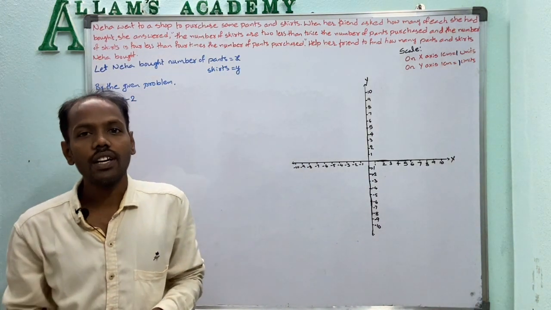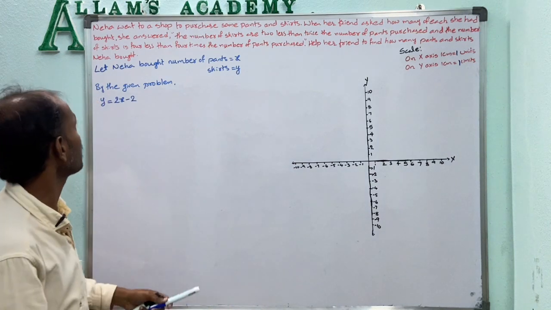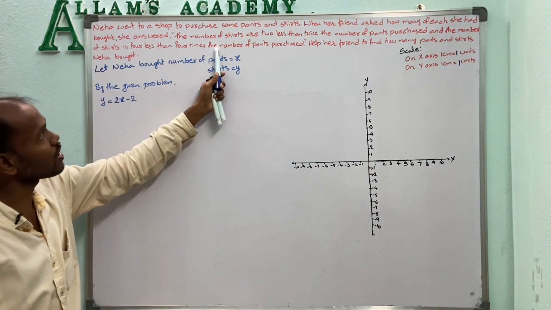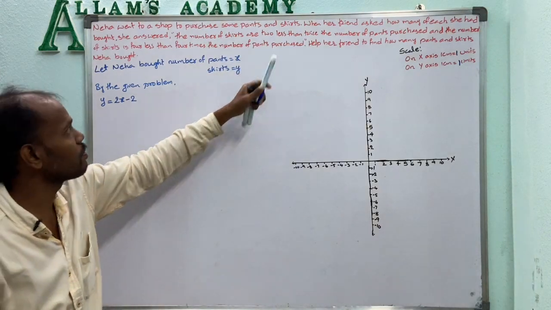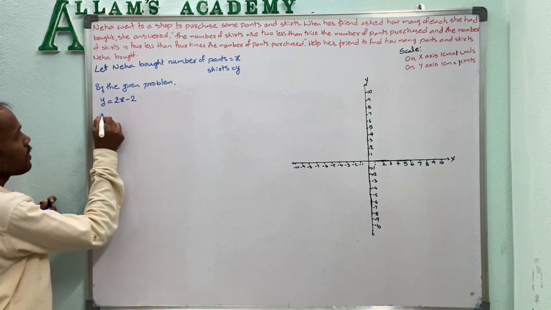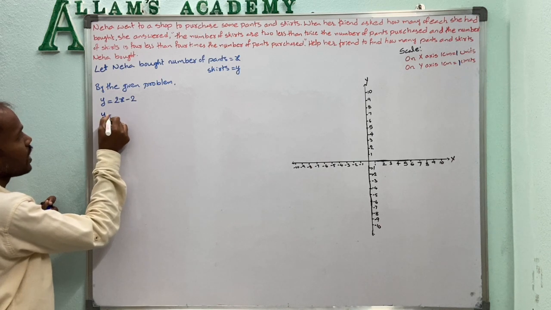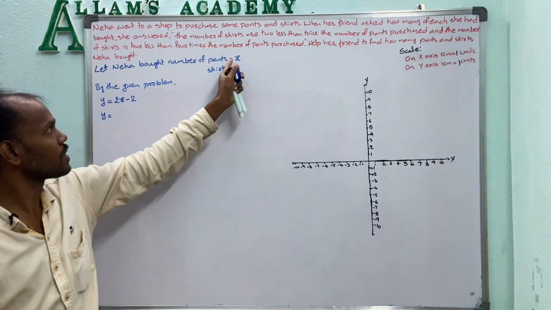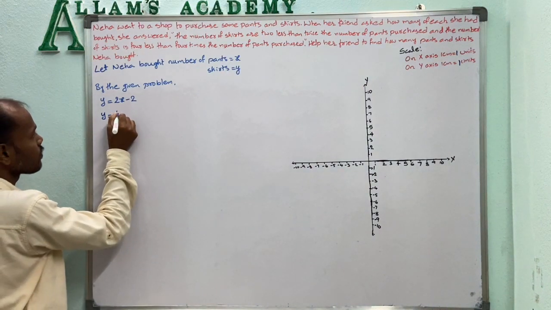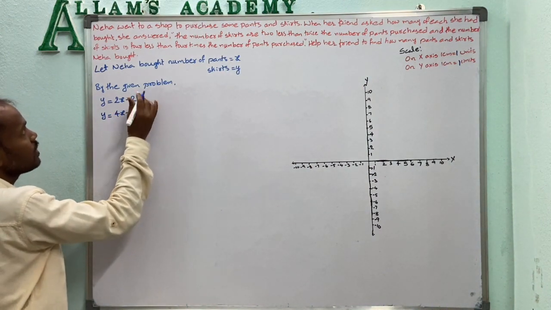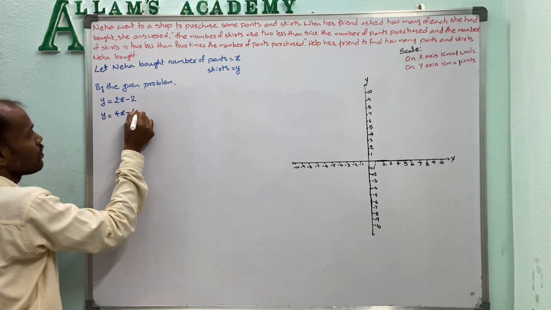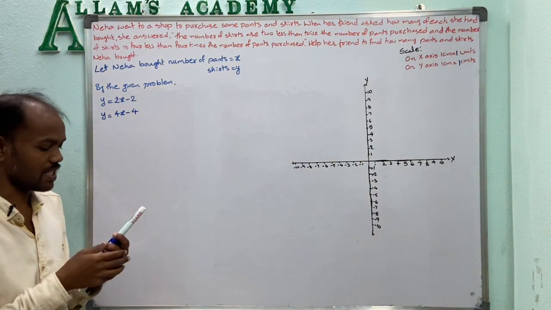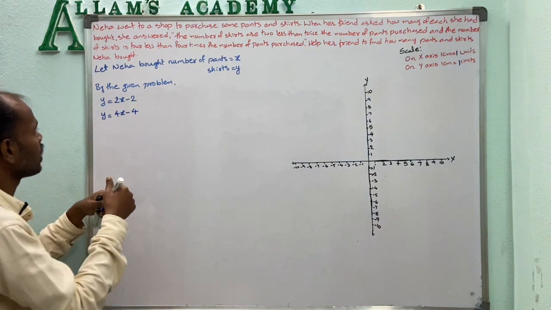Okay, now the second condition is given. The number of skirts is 4 less than 4 times the number of pines she purchased. So the number of skirts y equals 4 times the number of pines, that means 4x, minus 4, since it is 4 less than.